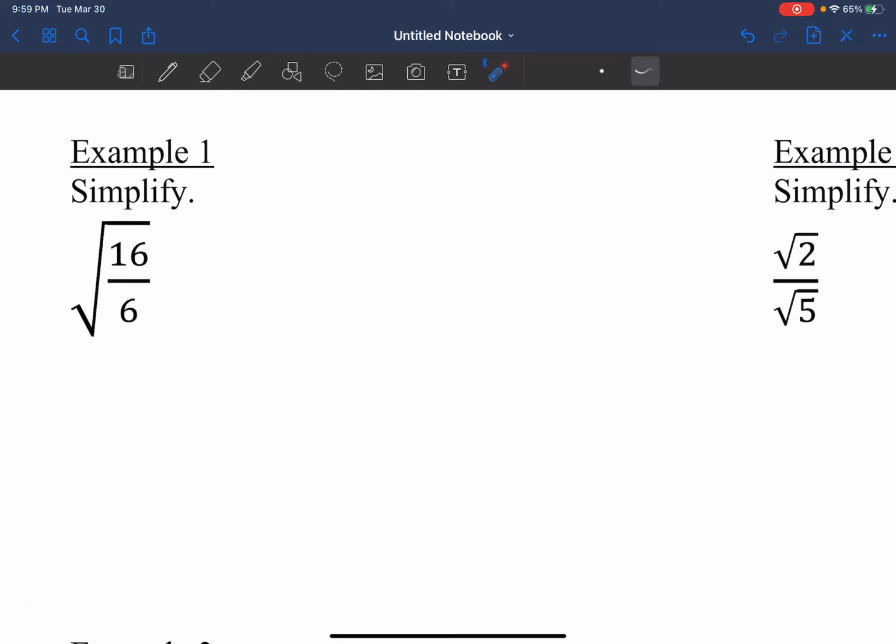Before we start trying to figure out what we are going to multiply this by, let's simplify the inside fraction first. So we're going to end up having the square root of 8 over 3. All I did was just simplify the 16 over 6. I divided both by 2.